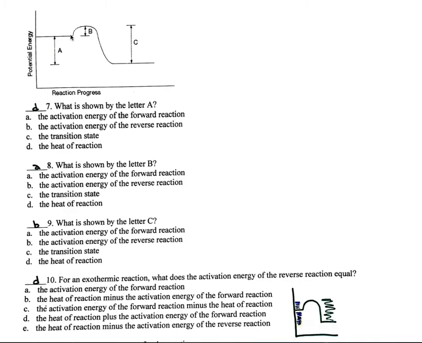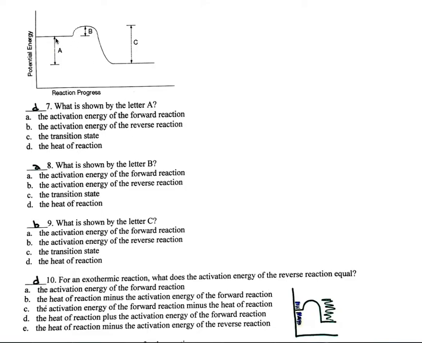Okay? Alrighty. 7. What is shown by letter A? So letter A, if you notice, here is my reactants, and reactant energy would be from here all the way down to the bottom. My product energy would be here all the way to the bottom. So if I take here all the way down to the bottom minus here all the way to the bottom, if you notice, what that will get me is just A. Okay, so all of that minus just C, that gives me just A. So the difference between the reactants and the products, that would be the heat of reaction. Okay, so the answer is D.